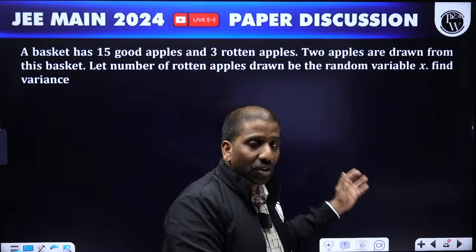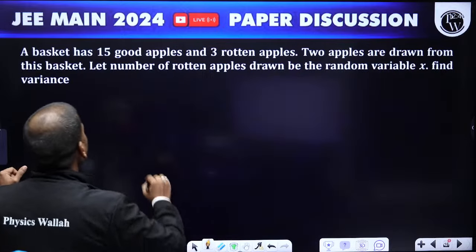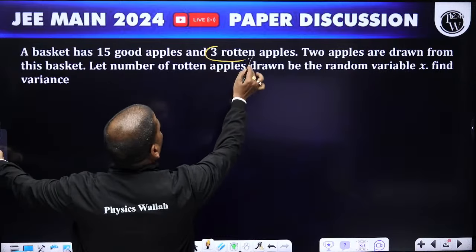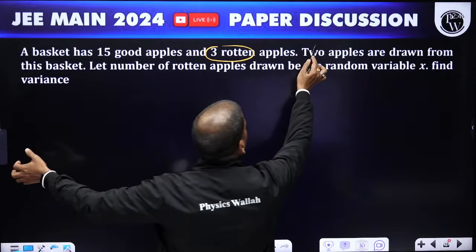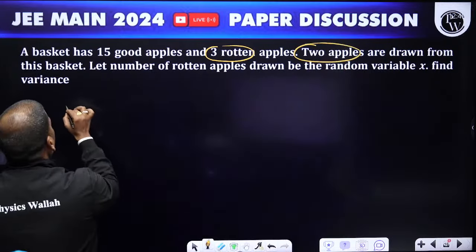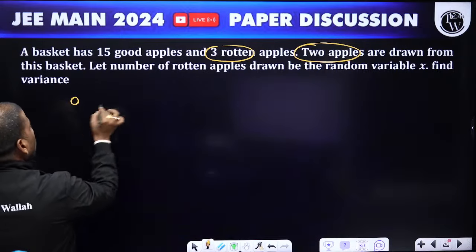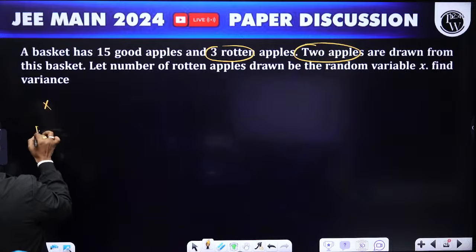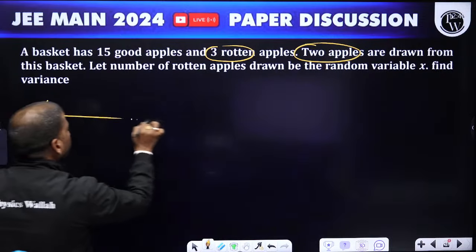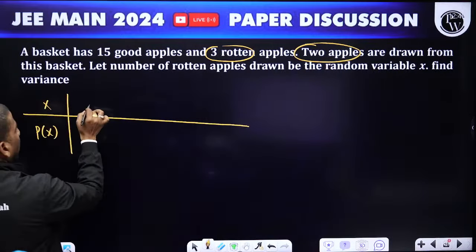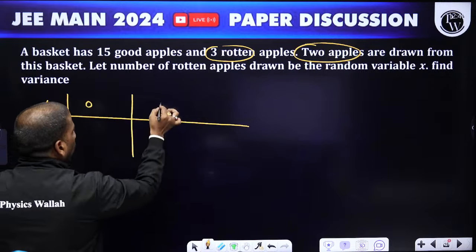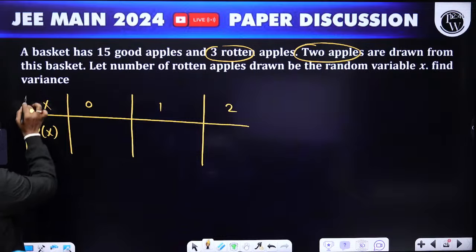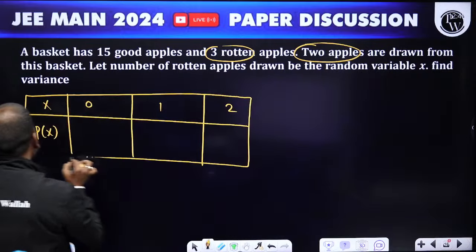So now in this session we got a random variable question. What is the random variable question? The rotten apples, how many? Total 3 rotten apples, right? But we are taking 2 apples. So, 0 rotten apple, 1 rotten apple, both are rotten apples. Right? So this is the probability distribution table, P of x.